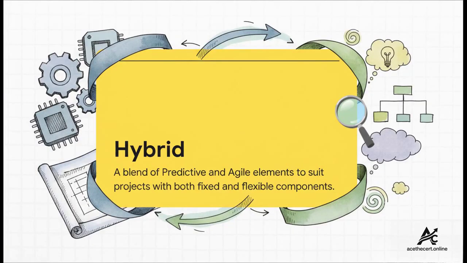And sitting right in the middle is hybrid. This is basically the best of both worlds, and honestly, it's how a ton of real-world projects actually run. You might use a predictive waterfall-style approach for the parts of the project that are really stable, but then switch to an agile approach for the parts that are still up in the air and evolving.